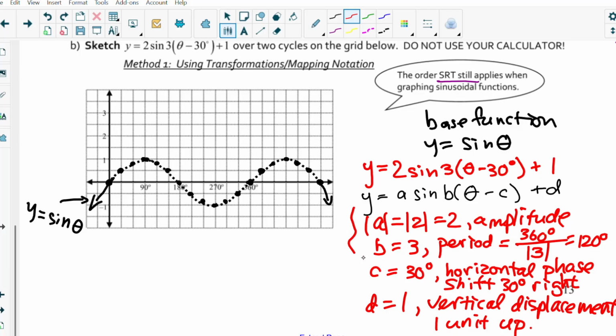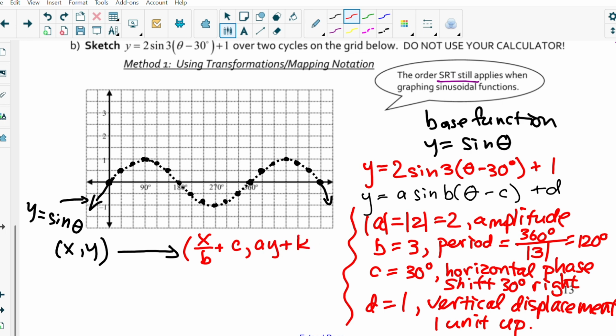Okay, so based on all of these transformations, let's do this. I'm going to start a chart here. Let's go function XY, the original base function, and I'm going to transform it to... remember this handy thing. Instead of H here, I'm going to put C. A, Y, instead of K, I'm going to put D. Okay, so what does this look like?